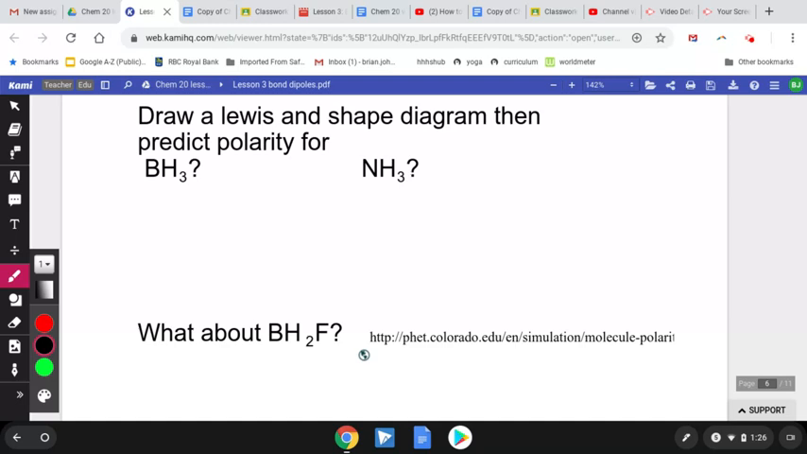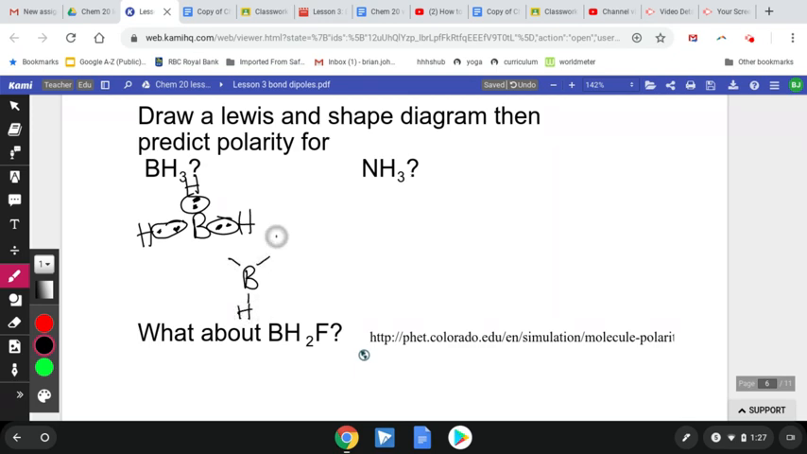So BH3, boron trihydride, and boron has an electronegativity of 2.0. So B is our center molecule. Now remember, boron is unusual. It has only 3 bonding electrons. We call it boron the moron because it's just different than all of the other elements. Hydrogen each has 1, so this is a Lewis diagram for BH3. It only has 3 orbitals and they are all full. So 1, 2, 3. As a shape and structural diagram, it looks like this.